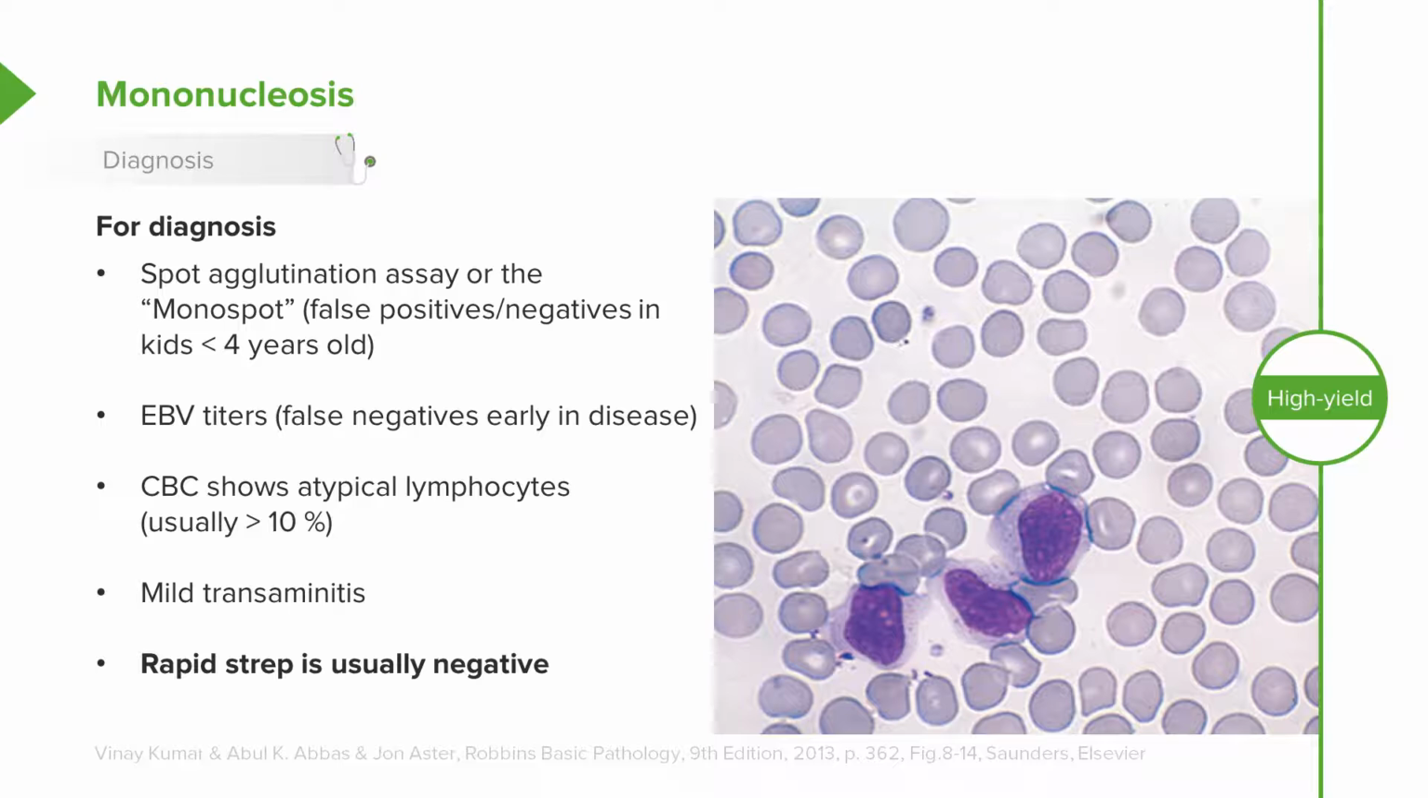A rapid strep is often performed because people see all the purulence in the back of the throat and think this must be a bacterial infection. Keep in mind, EBV tends to cause a very purulent pharyngitis, which may look like strep throat, but in fact isn't.